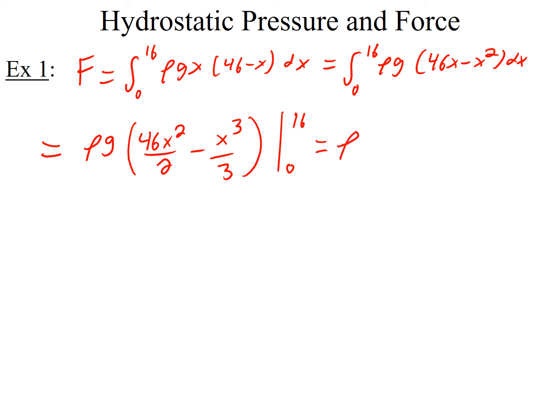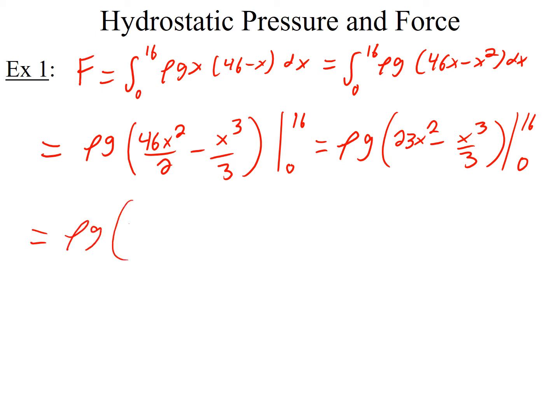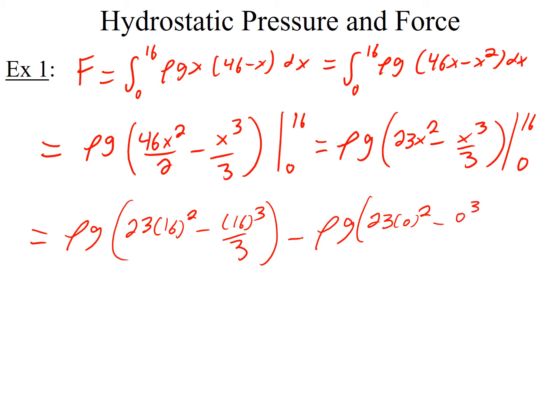Let me simplify first before I plug in. So rho g, 46 divided by 2 is 23. So I have 23 x squared minus x cubed over 3. And again, we've got to plug in 16 and 0. When you plug in 16, you get rho g times (23 times 16 squared minus 16 cubed over 3). When you plug in 0, you get rho g times (23 times 0 squared minus 0 cubed over 3). You're going to get 0 for this term, but you don't always get 0 for that term, so make sure you plug in 0 and make sure you get 0. Okay, so we just get this first term here.